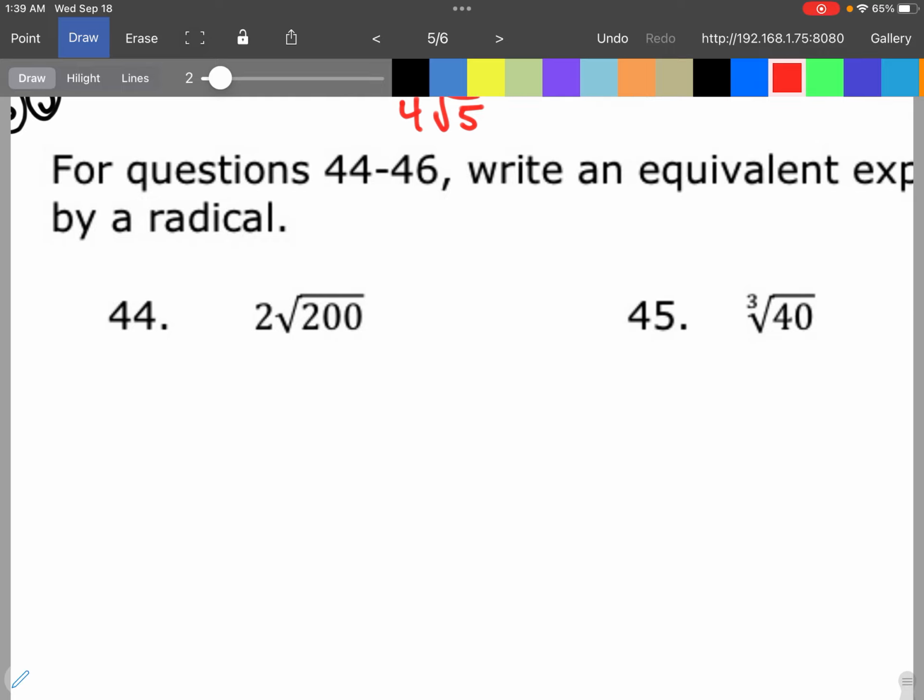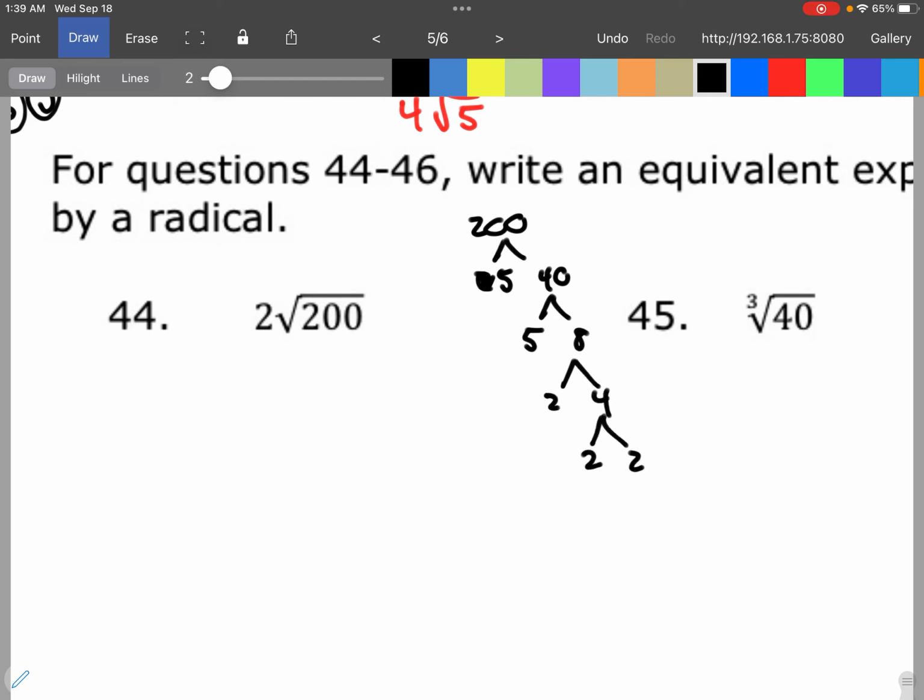Now let's go here for 44. Side math. I'm going to break down this 200. 200 is going to be, ooh, I want to use a 5. Let's use a 5. 5 and 40. And then 5 and 8. That's why we don't skip the 5s. You get a quick breakdown. 2 and 4. 2 and 2.